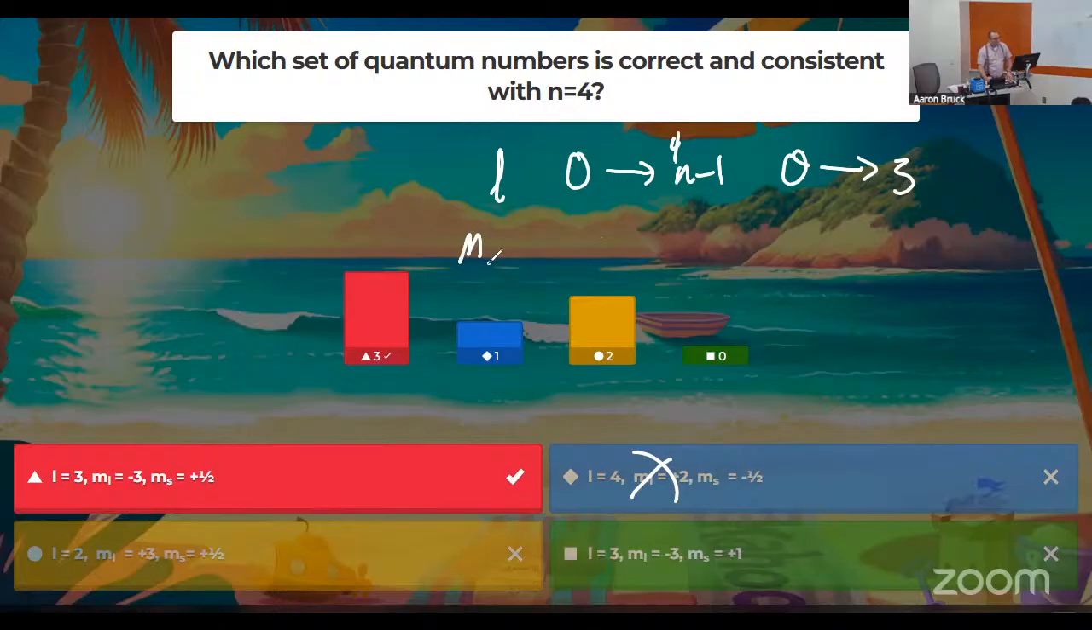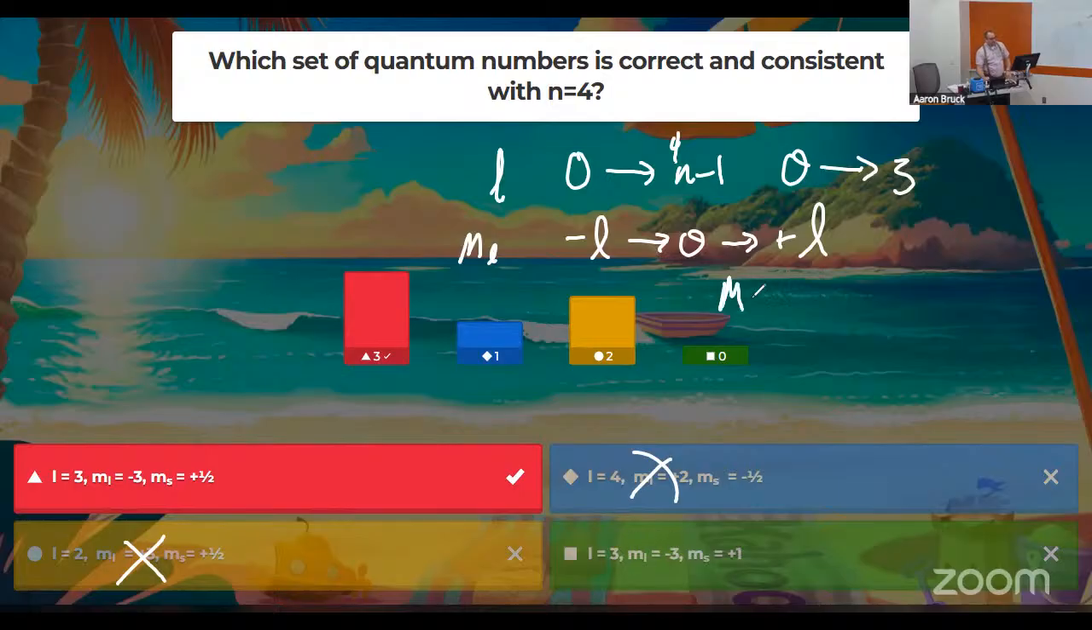For m sub L, we are allowed to go from negative L through 0 to positive L. And so we want to start looking at our options and seeing, okay, given the L, does the m sub L make sense? In the red one, it does. In the yellow one, it does not. L's 2, so m sub L can't be 3. In the green one, it makes sense.